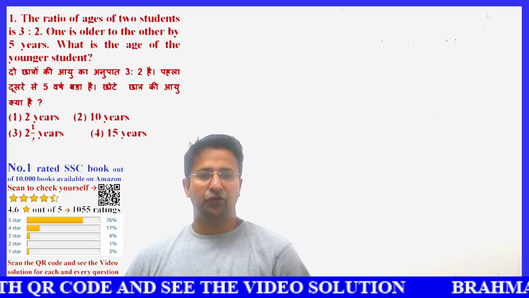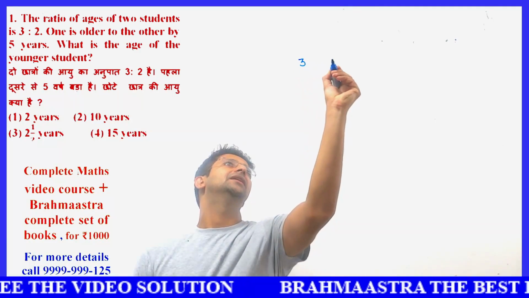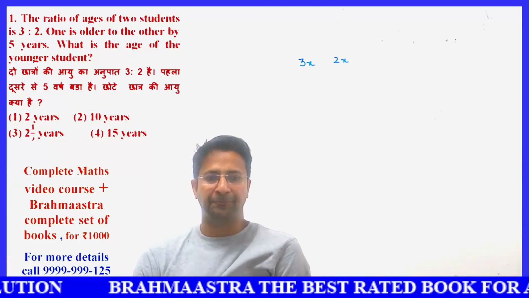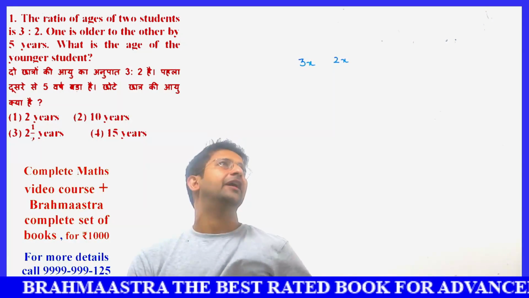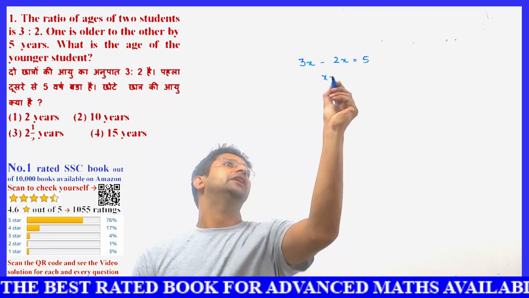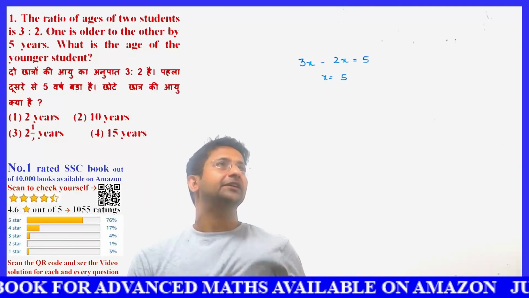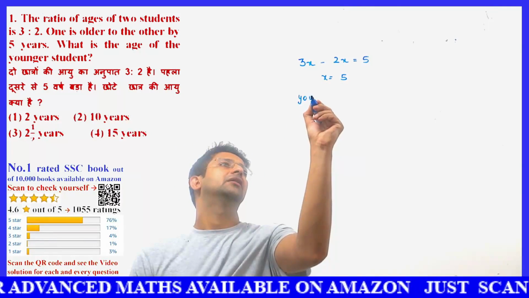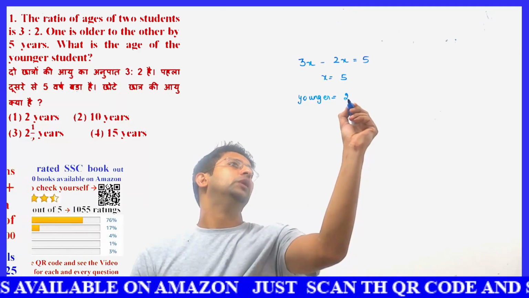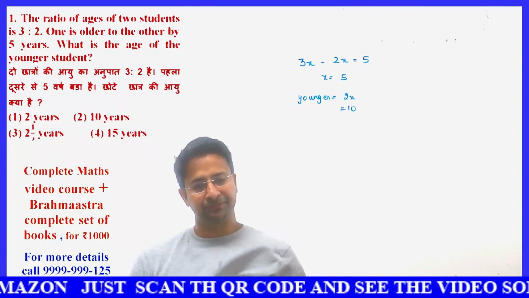Let's start. The ratio of ages of two students is 3 is to 2. Let's say one of them is 3x, the other 2x. One is older than the other by 5 years. The difference of these two is 5 years. This is actually a very easy question, but I have to start with the easy question. What is the age of the younger student? The younger student is 2x, that is 2 into 5, 10. This is your answer. Easy one.